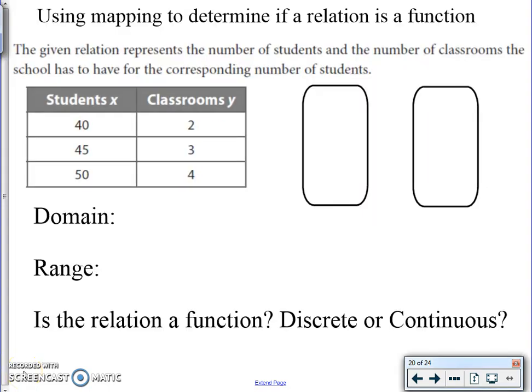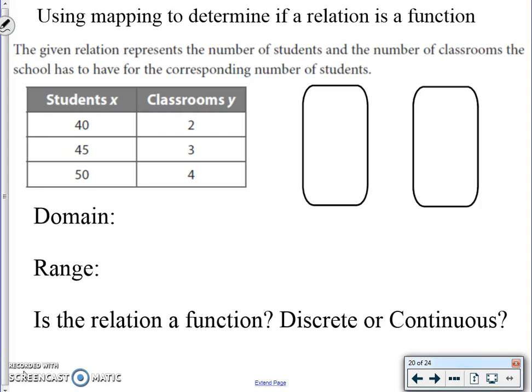So now as we get closer towards the end of 3.2, let's put together everything we've talked about so far in this section. We're going to use mapping to determine if a relation is a function. So we have a given relation that represents the number of students and the number of classrooms the school has for the corresponding number of students. If a school has 40 students, it has 2 classrooms. If 45, it has 3 classrooms, and at 50 students, it has 4 classrooms.